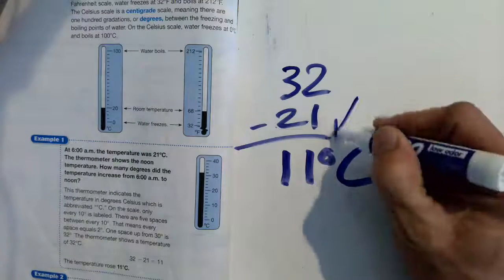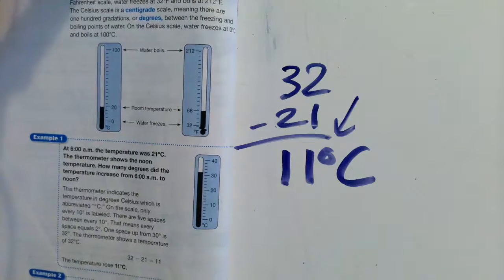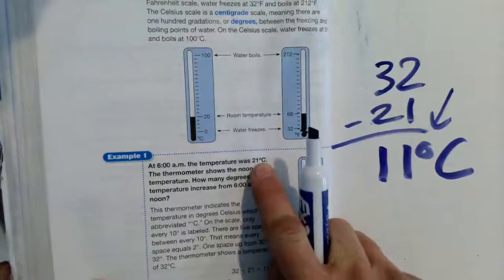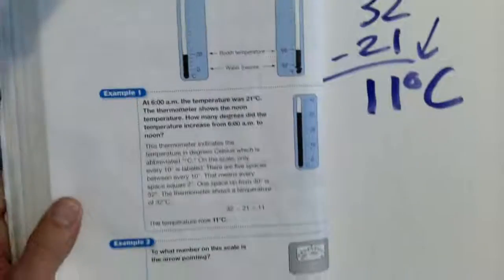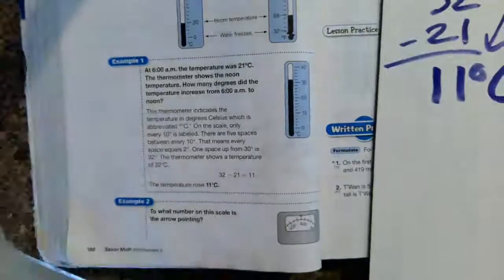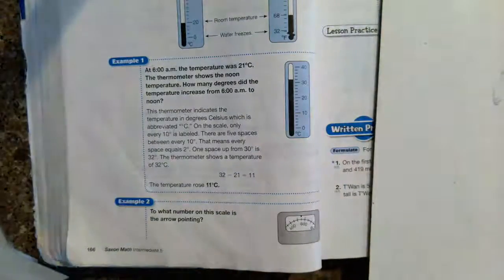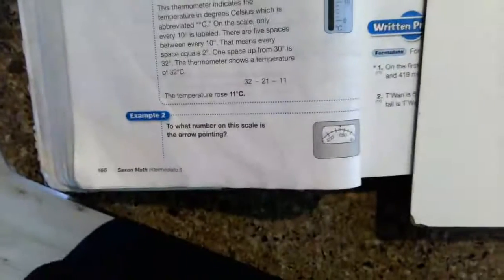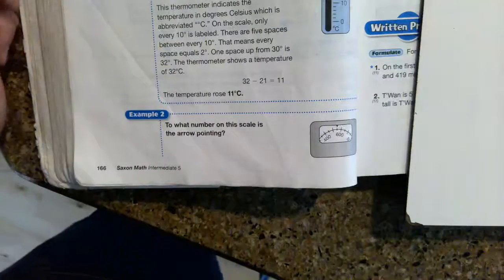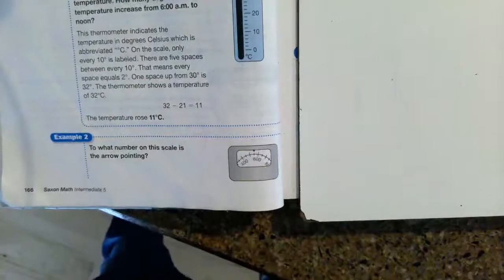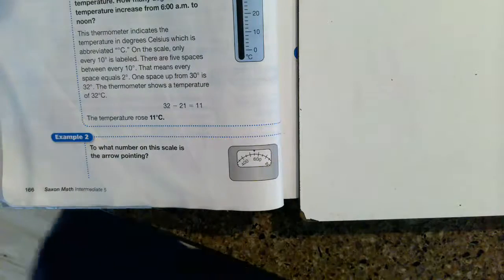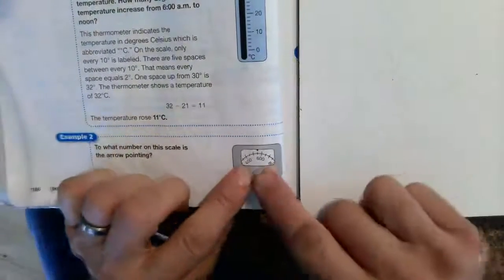Now this little 0 here means degrees. In the book, they show the 0 a lot smaller than I can write it. So that's degrees Celsius. Okay, take a look at example number 2 now. Towards the bottom of your page. To what number on the scale is the arrow pointing? Now, interesting enough, this scale is curved. So when we're talking about curved scales, we're talking about this one. Now, the first number is 400 and the next number is 600.